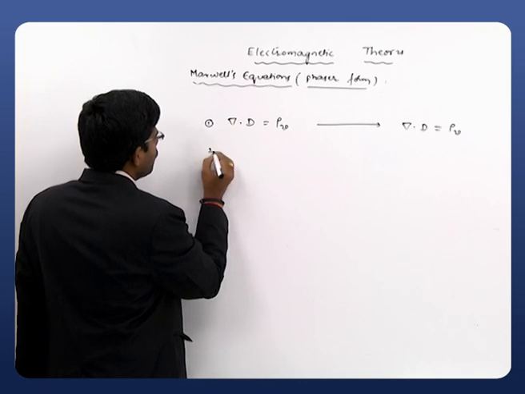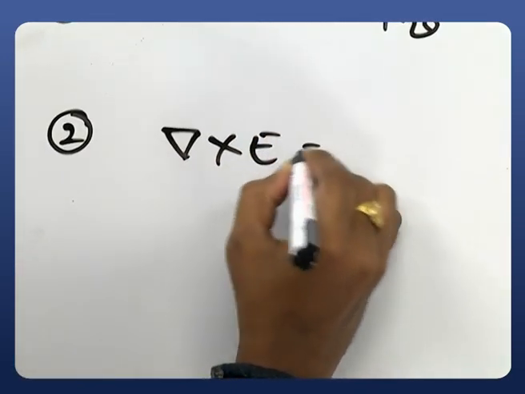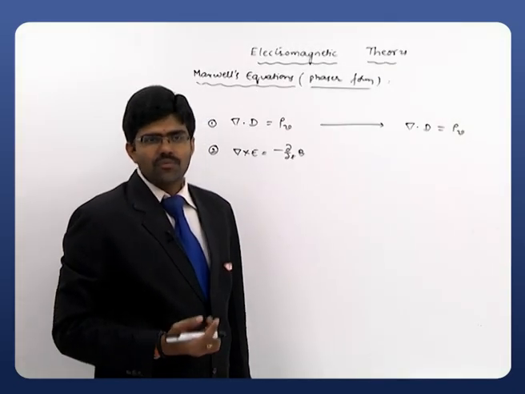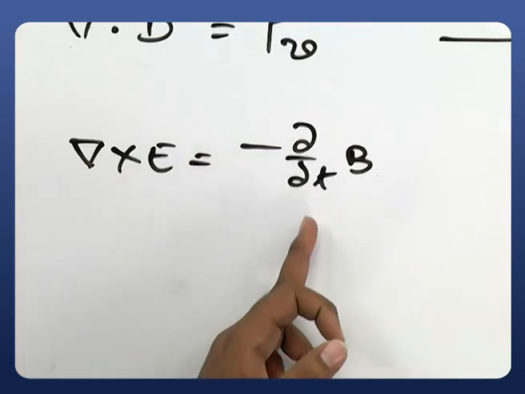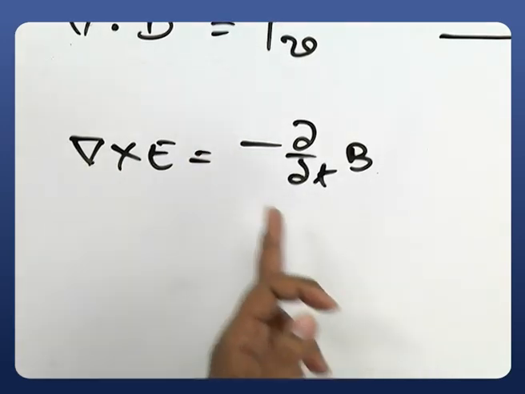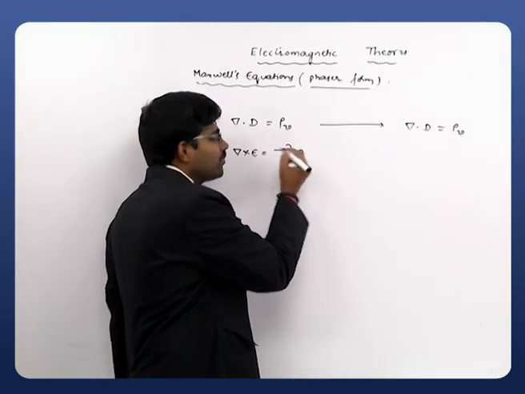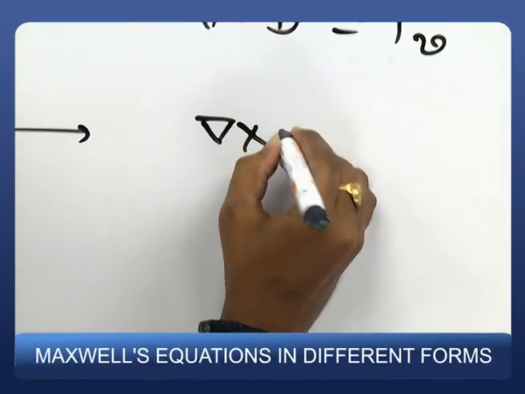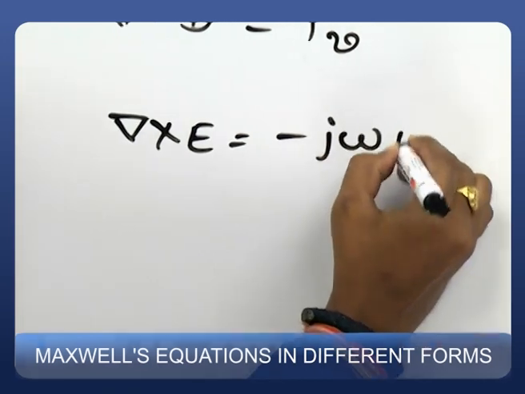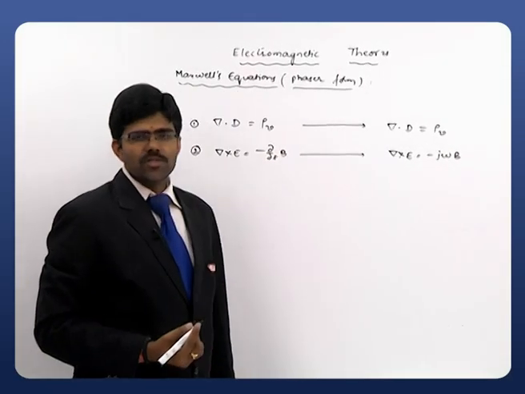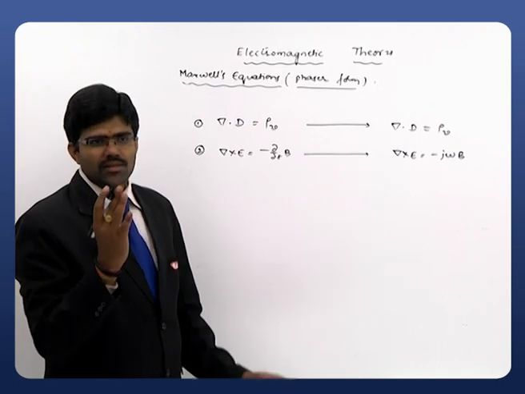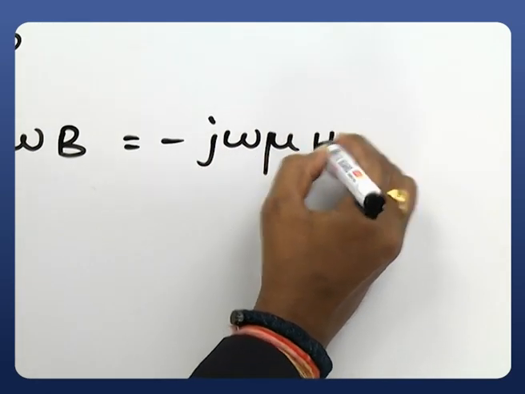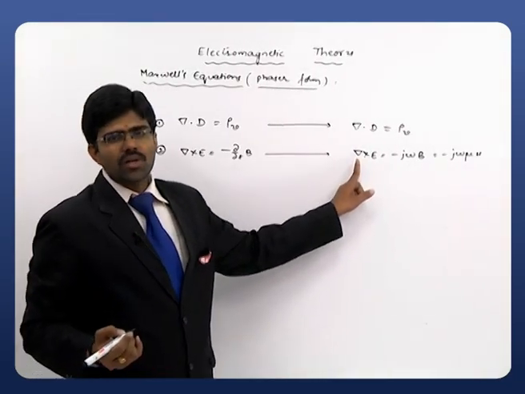In the same way, the second equation, del cross E equals minus dou by dou t of B. This is the equation that we have for time varying fields. Now clearly we can modify this equation to suit the phasor form, where the dou by dou t operator can be replaced with j omega, as we just discussed. So now this equation can be written as del cross E equals minus j omega B. And clearly observe, B can be written as mu H, since there is a relation between B and H, so minus j omega mu H is the suitable equation for our phasor form.